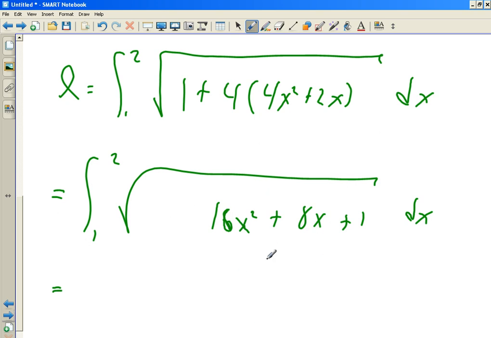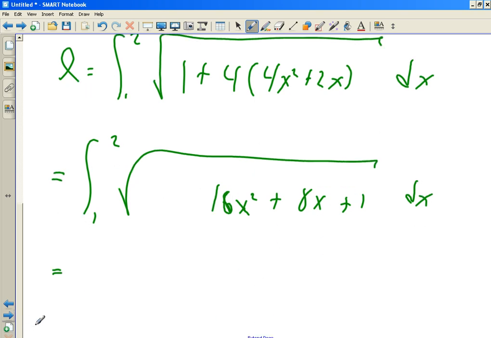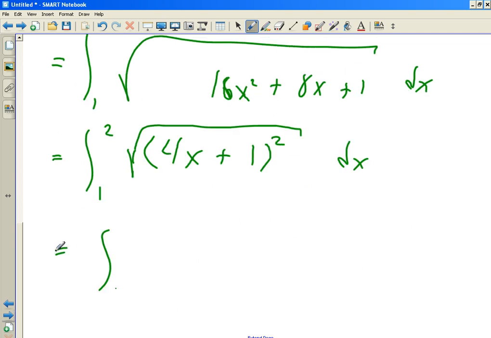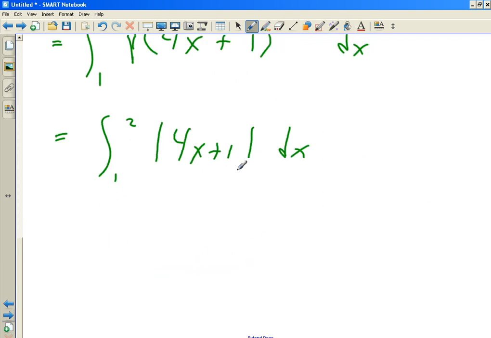If you can't square root it, you're out of luck, basically, is the moral of the story today. 4x plus 1. If you square this, if you FOIL it times itself, don't you get that? Now we're going from 1 to 2 and we're square rooting this. Now remember, we get the absolute value, right? But again, from 1 to 2, is this ever negative? No. So technically the absolute value doesn't matter, but let me write it just in case. Absolute value of 4x plus 1. But we can ignore it here, right? Because it's never negative.